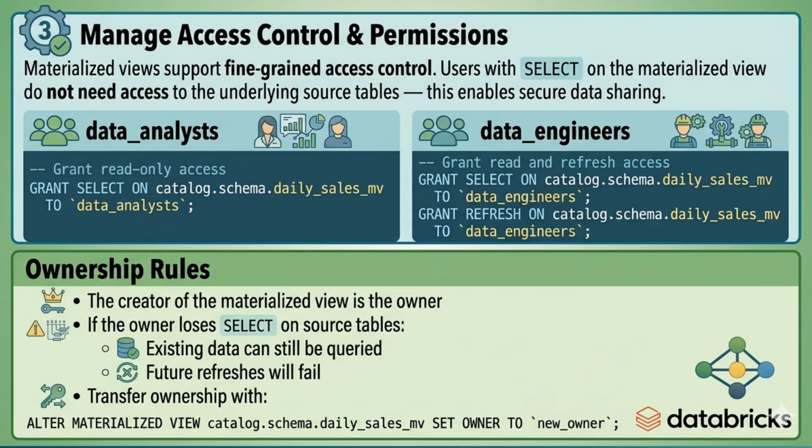Now let's move to step 3, managing access control and permissions for materialized views. Materialized views support fine-grained access control. This means users with SELECT permission on the materialized view do not need access to the underlying source tables, enabling secure data sharing. Let's look at how access is granted for different roles.